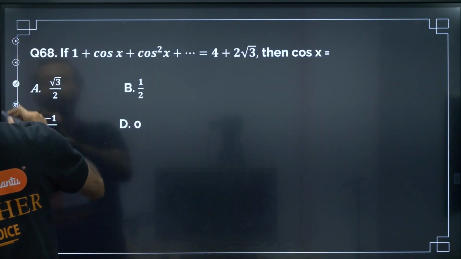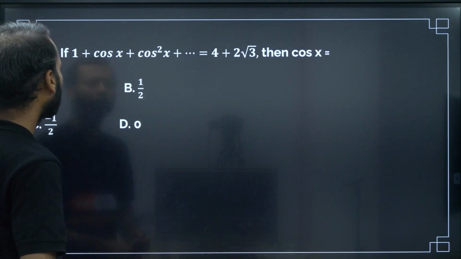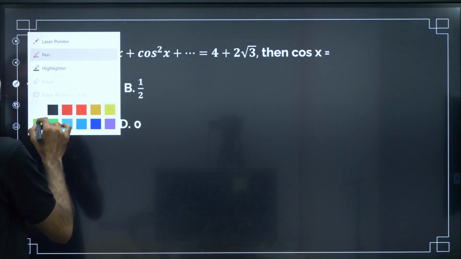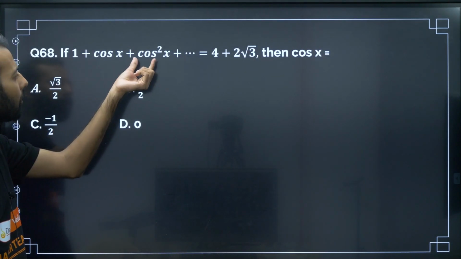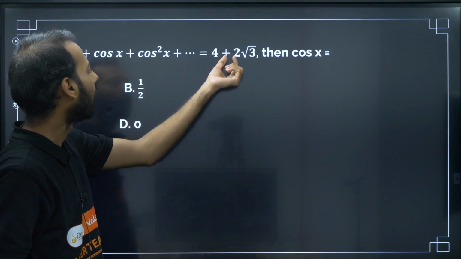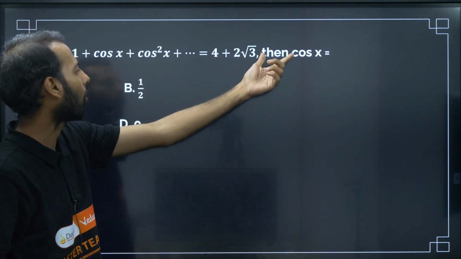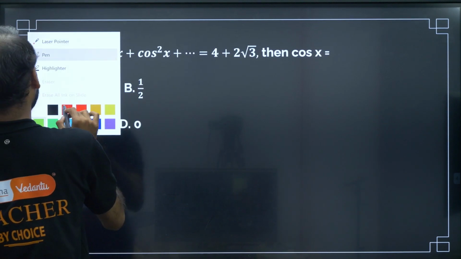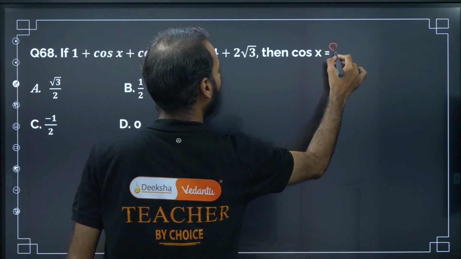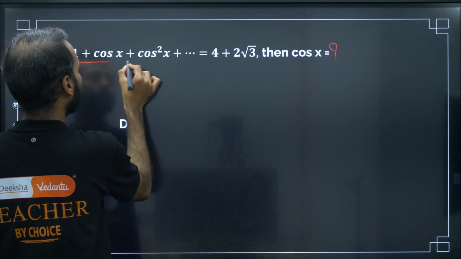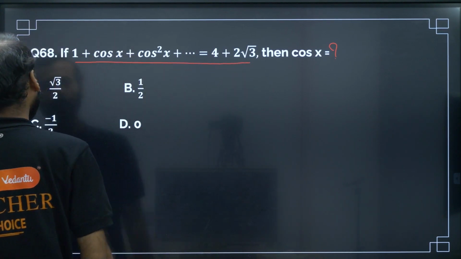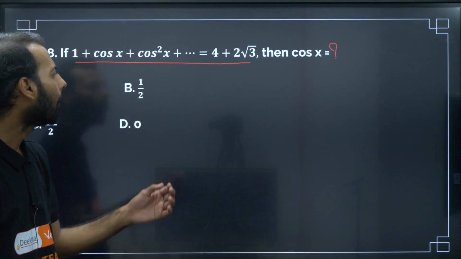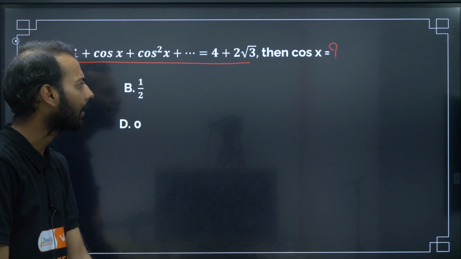Moving on to the next question. If 1 plus cos x plus cos square x plus something, and this goes on up to infinity, is equal to 4 plus something, they are asking to find the value of cos x. They have given this much data: 1 plus cos x plus cos square x. All this data they have given, and cos x they are asking to find.